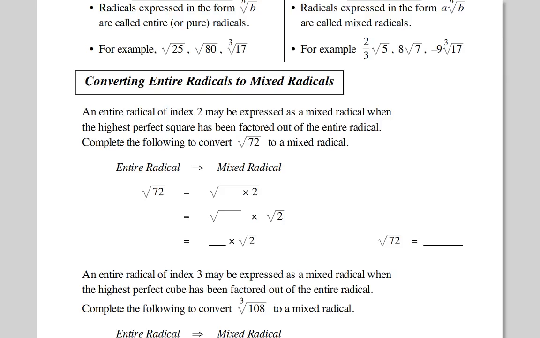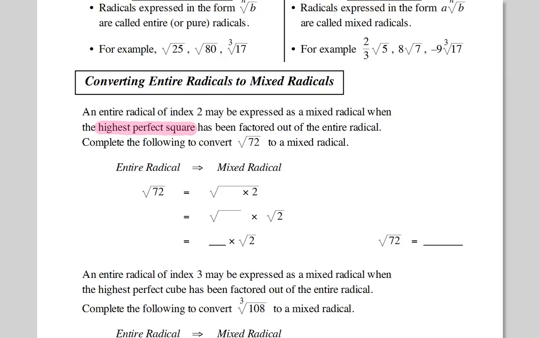Okay, so there's a couple methods that might have been taught to you in grade 10. One of them is more efficient than the other. One of them has to do with prime numbers. This one is usually just the go-to method. So please highlight this. This is the best way to do it, I think. You need to find the highest perfect square.